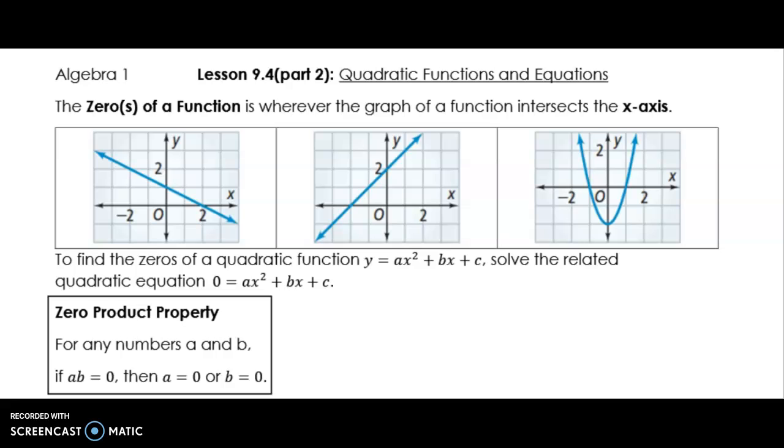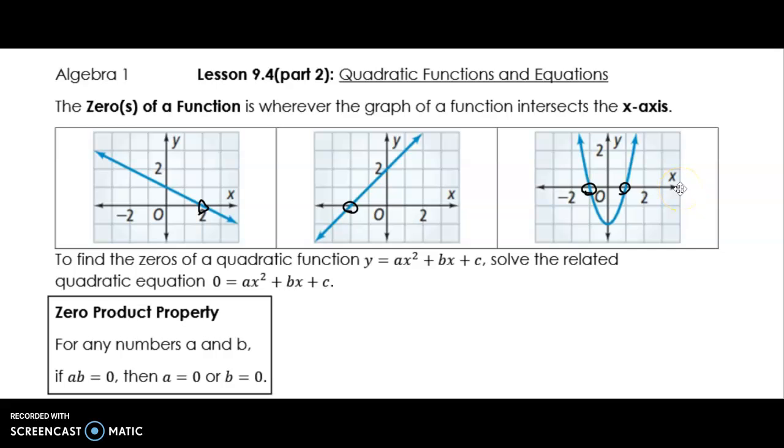Algebra 1, 9.4, Part 2, Quadratic Functions and Equations. The zeros of a function are wherever the graph of the function intersects the x-axis. There's a spot, there's one, and this one has two different zeros.